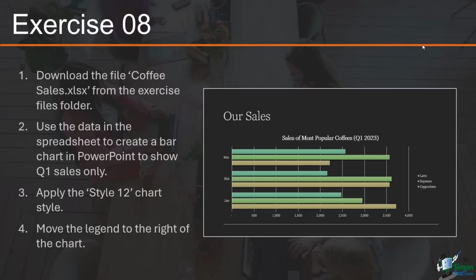I'd like you to use the data in the spreadsheet to create a bar chart in PowerPoint to show Q1 sales only. I'd like you to apply the Style 12 chart style. Next, I'd like you to move the legend to the right of the chart. That is it. That is all I need you to do. If you'd like to see my answer, then please keep watching.